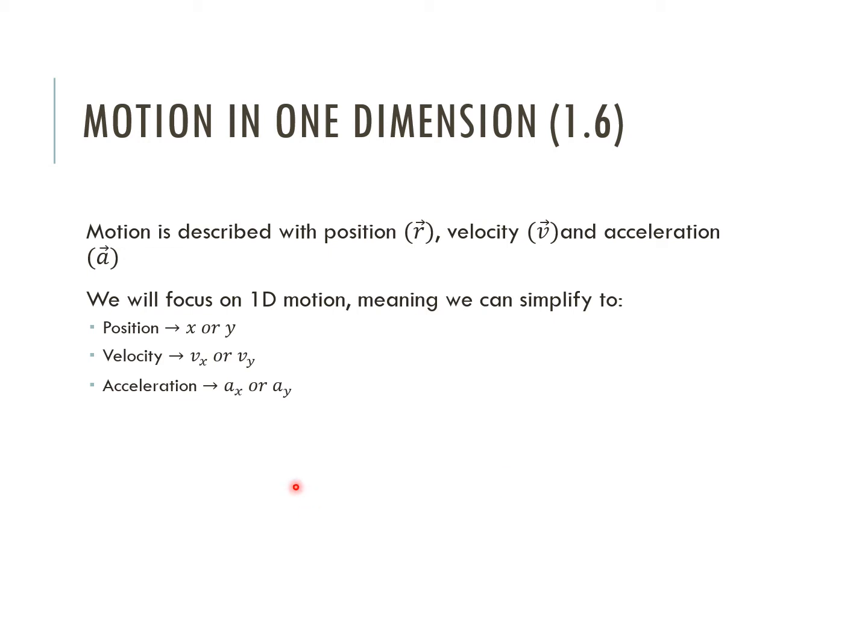But that means that when we write out our variables, our position, we could have it as x or y, depending on the direction we're moving in. Velocity, we have v. We indicate the direction with a subscript, so we have v sub x or v sub y. And we do the same with the acceleration, where we have a sub x or a sub y. That subscript indicates which direction our object is moving in with that velocity or that acceleration.